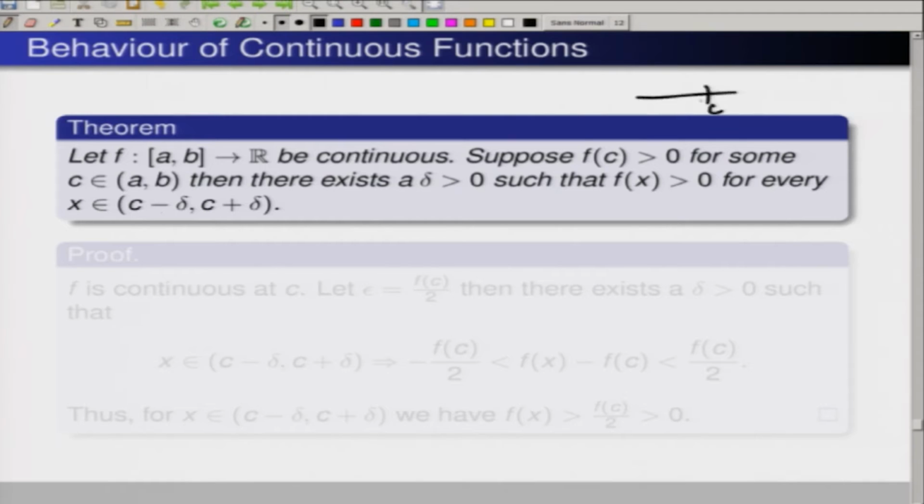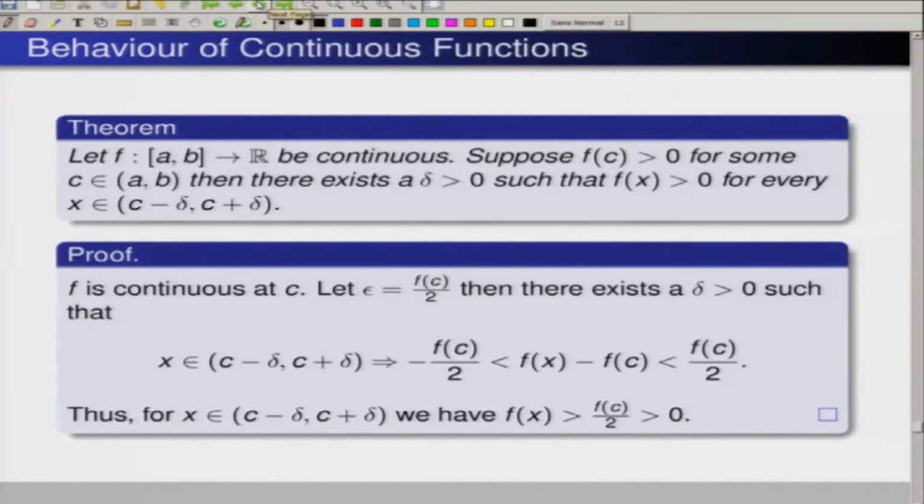Here it is your c. If it is taking a positive value here, then you can get this. Suppose your function is like this, or you can go like this. However small, you can always find a delta such that f is going to take positive values in that neighborhood. It does not necessarily have to increase or decrease in that neighborhood; it can vary with small variations, but it has to be positive.